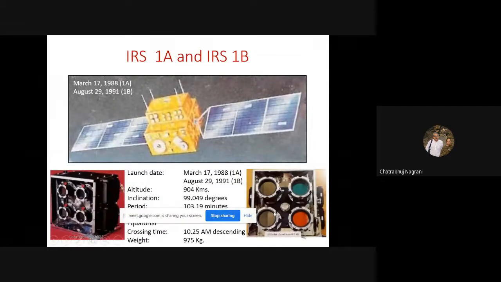When we started IRS-1, you can see that these are the IRS cameras. Two cameras were there, but here you see 3 cameras. One is in the center and 2 are on the side. The 2 on the side have a higher resolution.